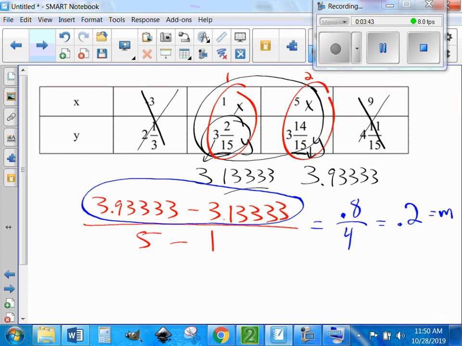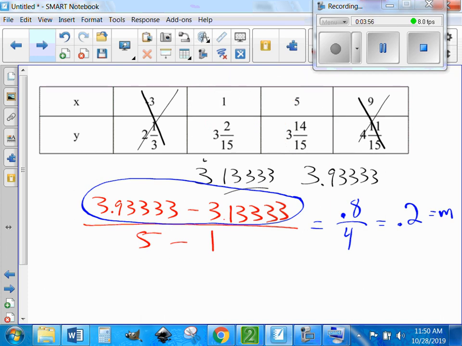And now for the y-intercept, we're going to pick one of these points and then solve for b. So I'm going to choose this first point, which let me clean this up a little bit. So I'm going to choose this. So I have y, which is 3.1333333. So y equals mx plus b.